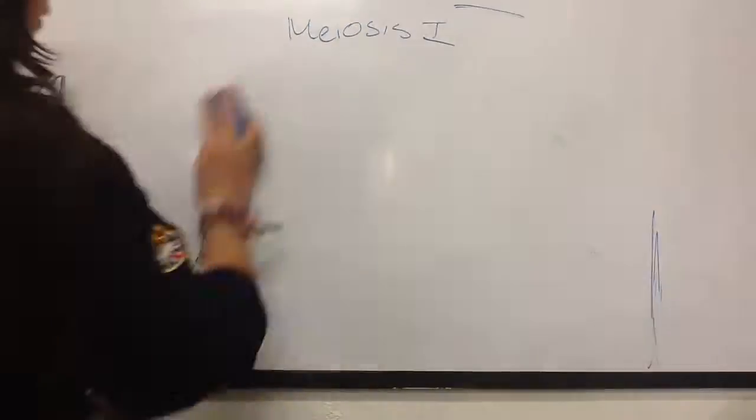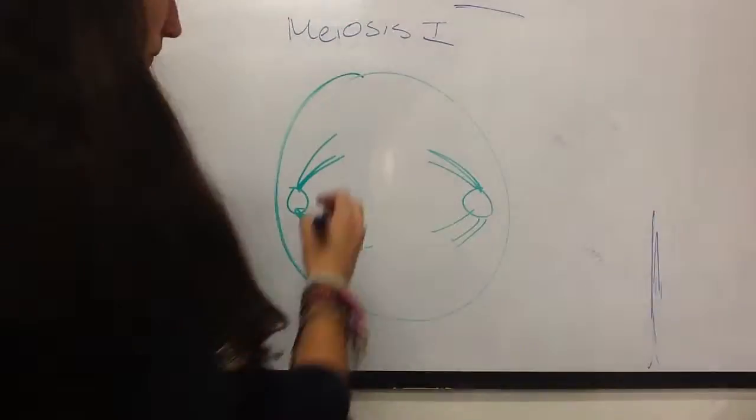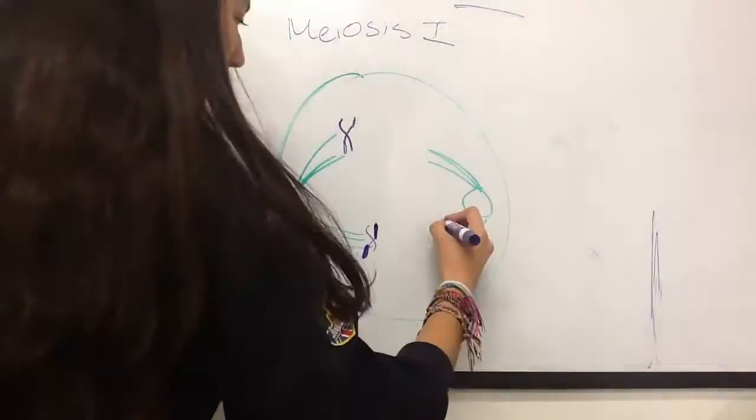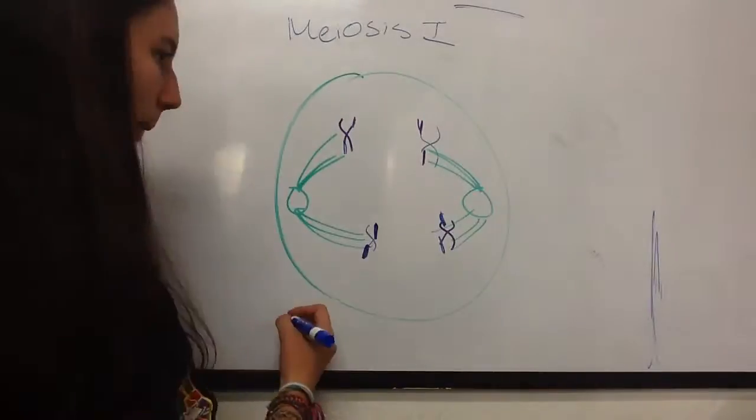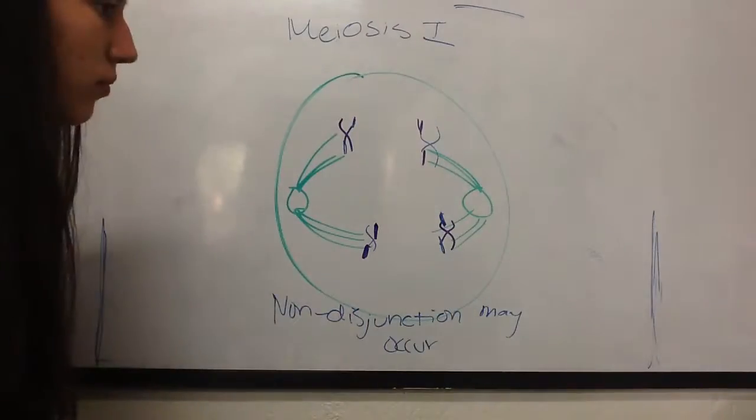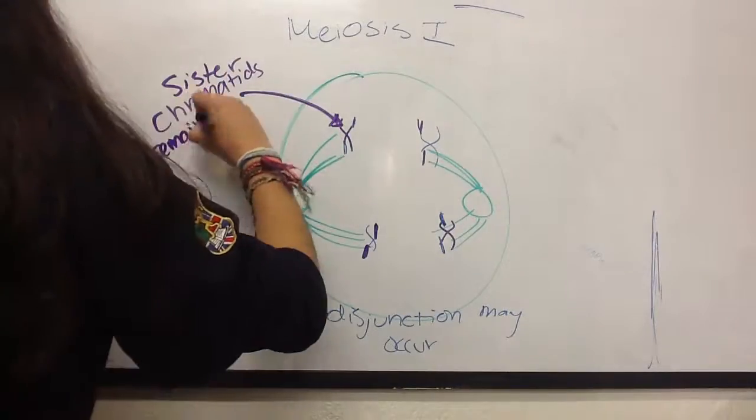Anaphase 1. Homologous pairs are separated. The sister chromatids remain attached. This is known as reduction division. A non-disjunction can occur, creating mutations.